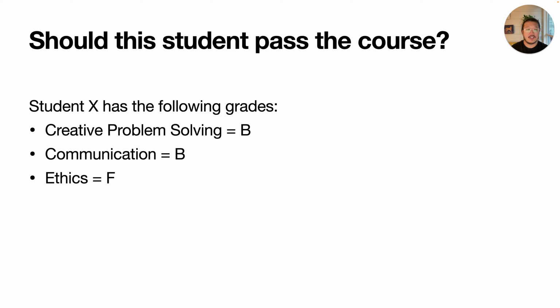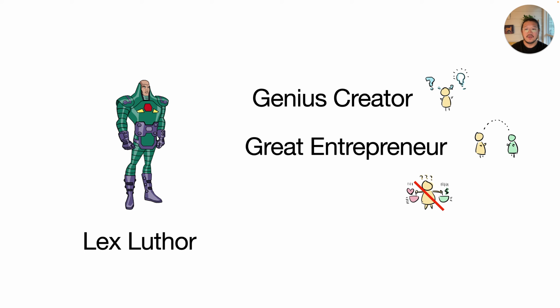In a traditional grading system, you average them out and the student gets something like a C and passes the course. But in this course, this student would fail, because let's consider someone who is a genius creator, very good at creative problem solving, a great communicator, a great entrepreneur, with some issues perhaps with their ethics, right? I put Lex Luthor there. If anyone has read comics, he's a supervillain, right? So we want to make sure that you're able to demonstrate proficiency in each of these 3 elements of the course.